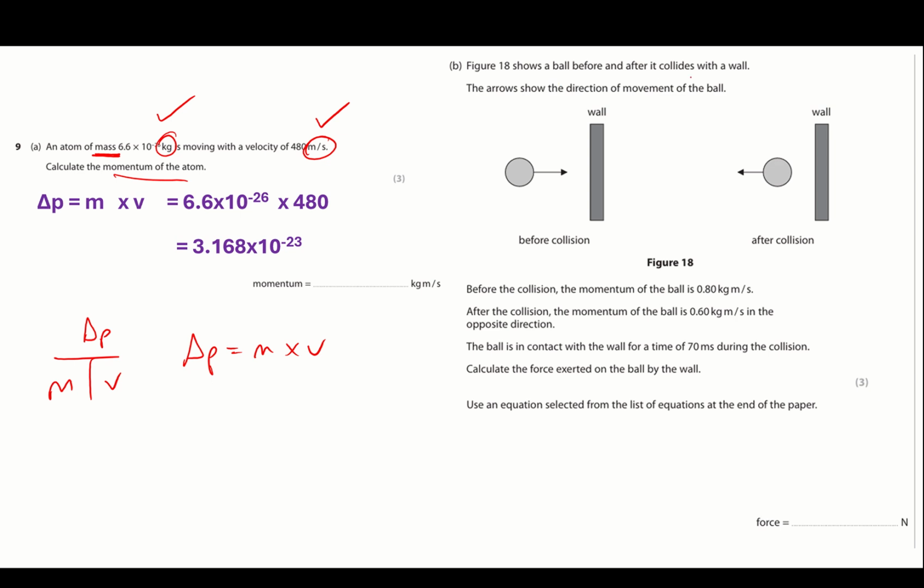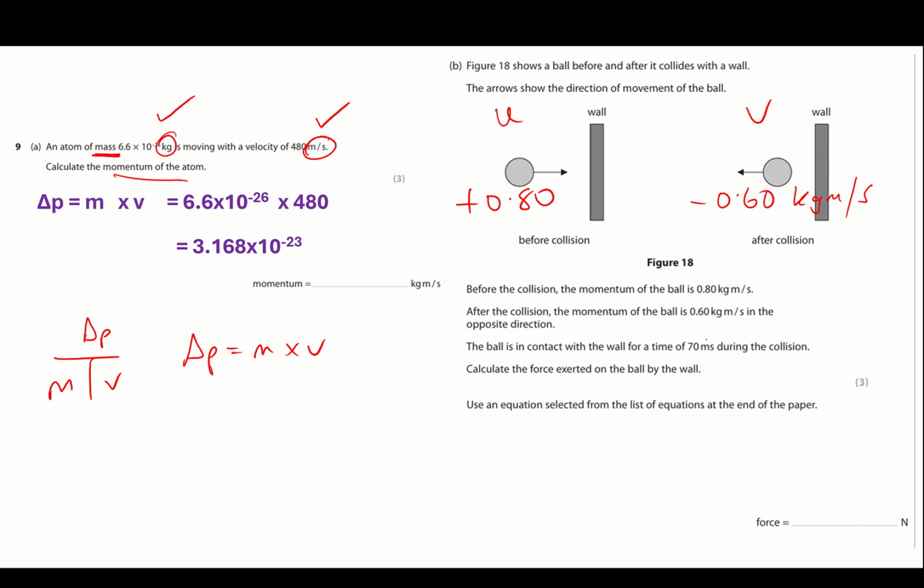A ball before and after it collides with the wall. So this is before, so that's u. This is after, v. The arrows show the direction. Before the collision, the momentum is positive 0.80. After the collision, the momentum is negative 0.60, because it's moving backwards and it's a vector quantity. And I'll write the unit there, kilogram meters per second.